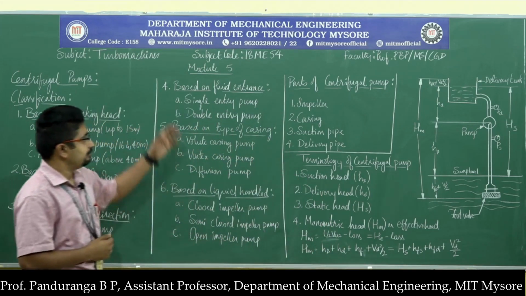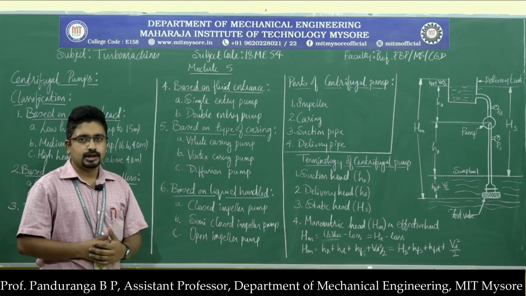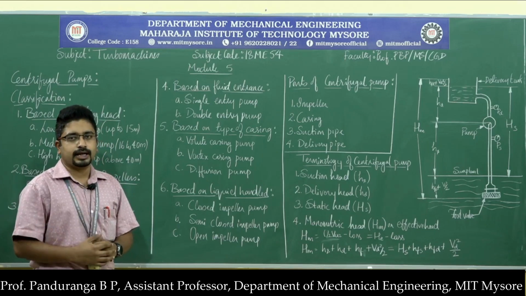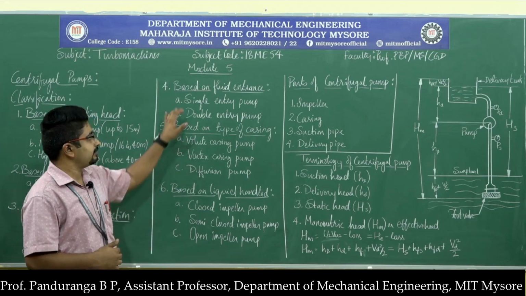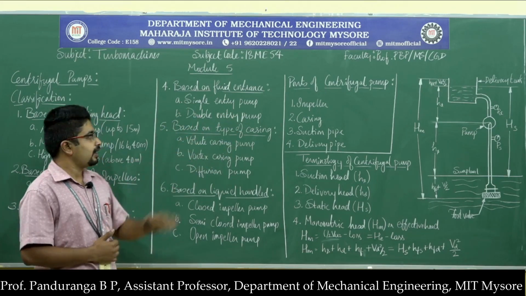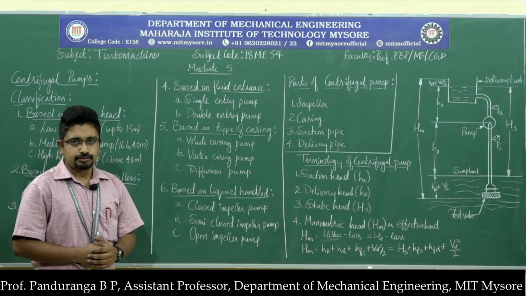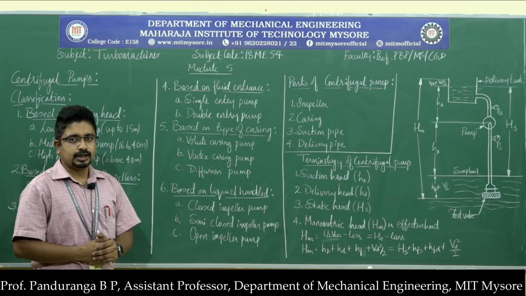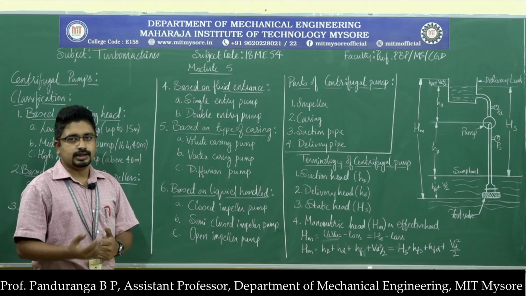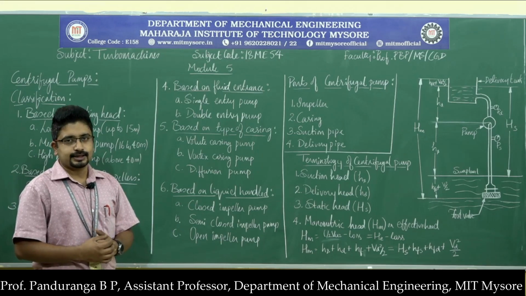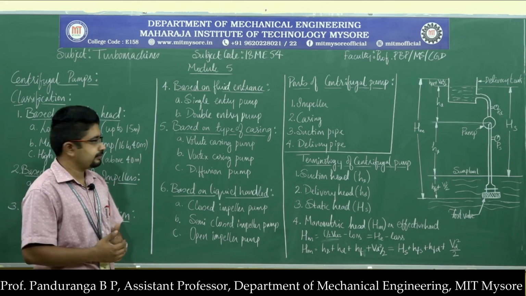Then based on the fluid entrance, we have the single entry pump. The household pumps will have only one entrance and one exit. So if you have only one entrance, then we call them single entry pump. If you have two entries, then we call them double entry pump. In the case of a double entry pump, there will be two inlet pipes, or suction pipes, through which the liquid will enter the casing of the pump.